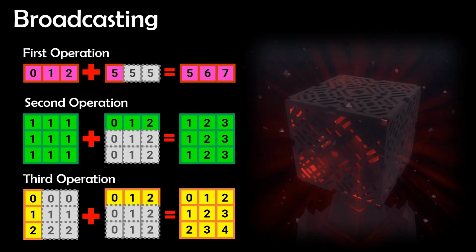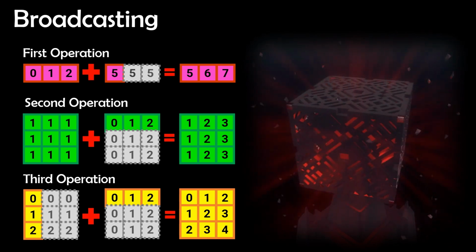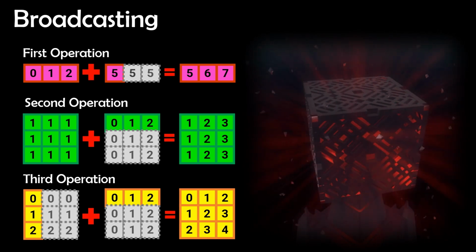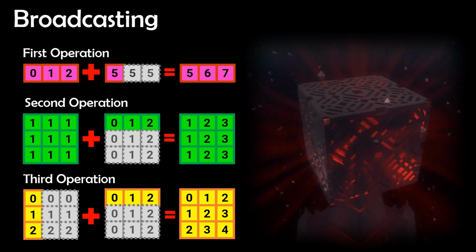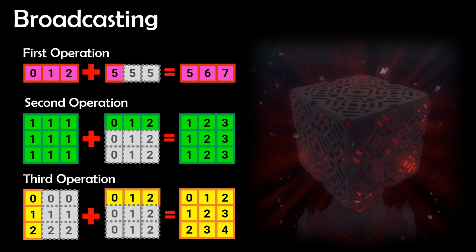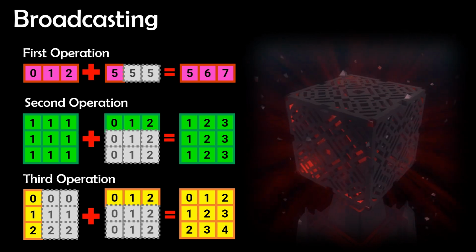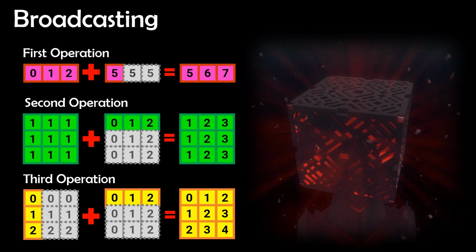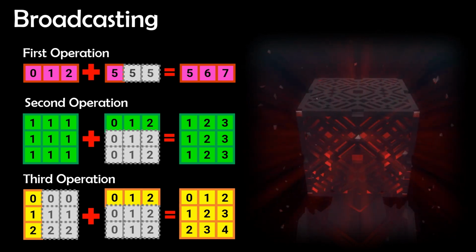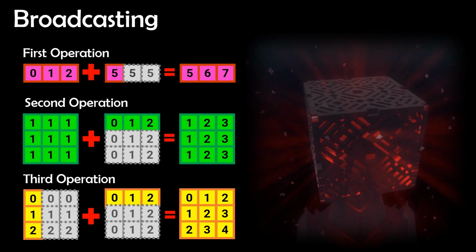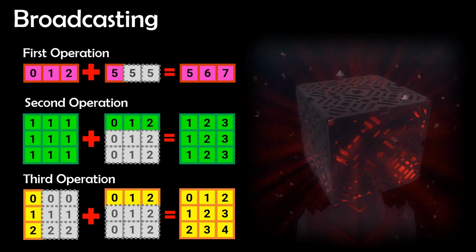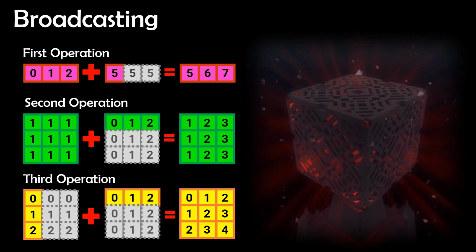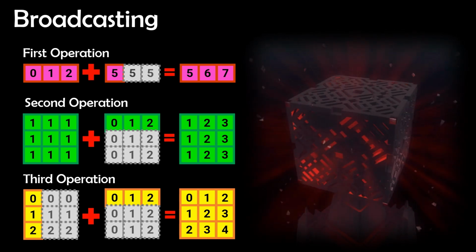In the second operation, the shape of the first array is 3 times 3 and the shape of the second array is 1 times 3. Hence, according to broadcasting rules, the second array gets stretched to match the shape of the first array and the shape of the resulting array is 3 times 3. In the third operation, the shape of the first array is 3 times 1 and the shape of the second array is 1 times 3. Hence, according to broadcasting rules, both the first and second arrays get stretched and the shape of the resulting array is 3 times 3.